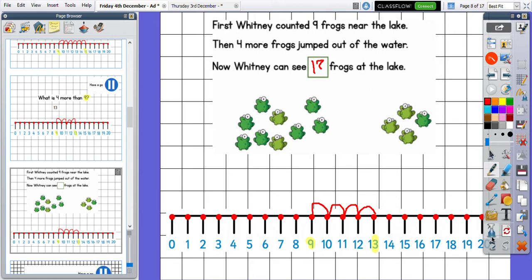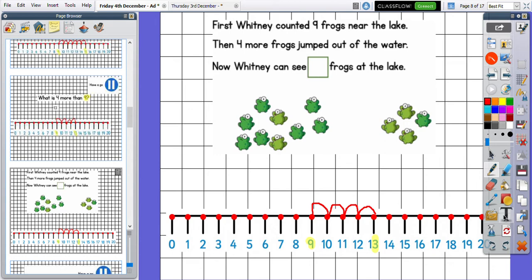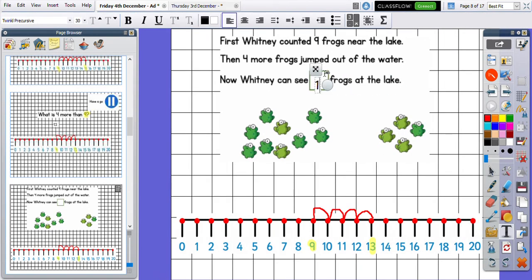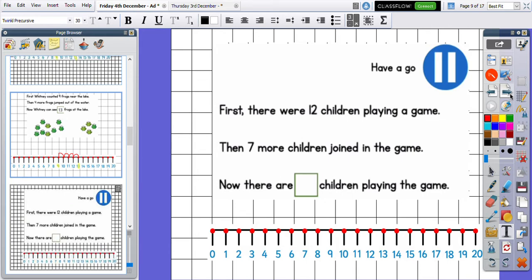Oh, that did not work very well, did it? Let's undo that. Let's write it in instead. 13 frogs are now at the lake, because 9 add the 4 equals 13. Right. And again, you are going to have a go on your own. So pause the video and then we will come back all together to have a look how you've got on.